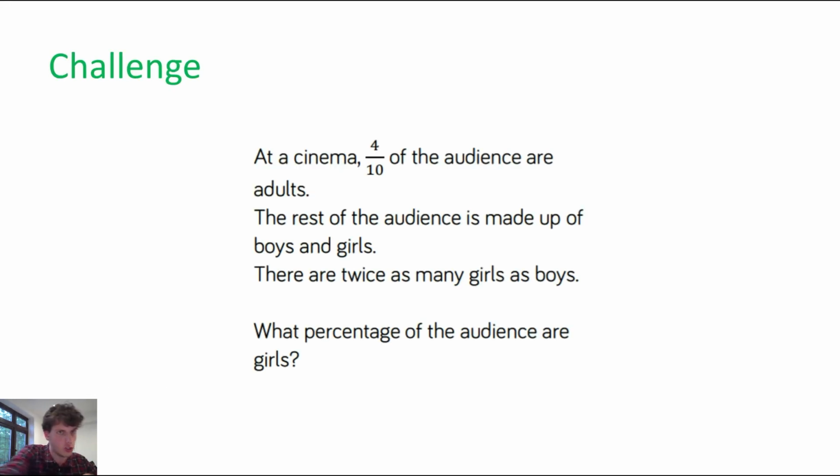The challenge. So this is your challenge. At a cinema, 4/10 of the audience are adults. The rest of the audience is made up of boys and girls. There are twice as many girls as boys. What percentage of the audience are girls?